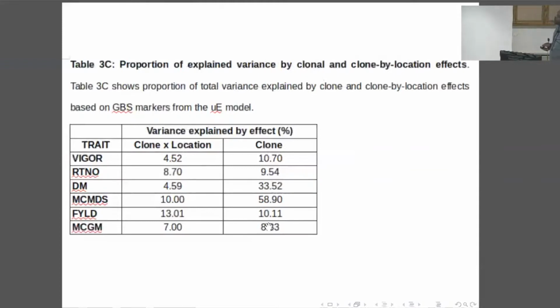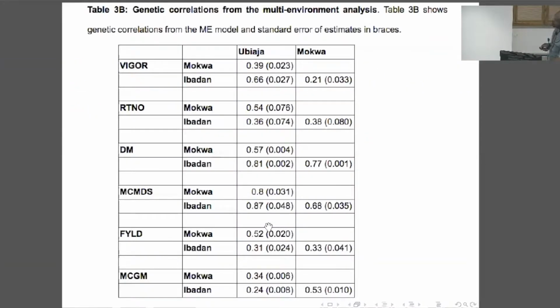And this is a table that shows variance explained by the UE model. This is the clone by location variance explained, and this is for clone. I just wanted to point out here that these traits have so much G by E variance compared to other ones. And we know that these traits are so much affected by the environment. The same thing goes for these. We see here we have lower correlated response to selections.